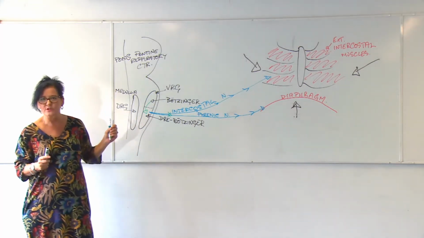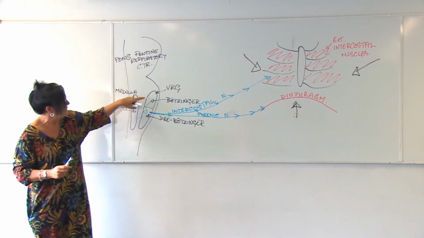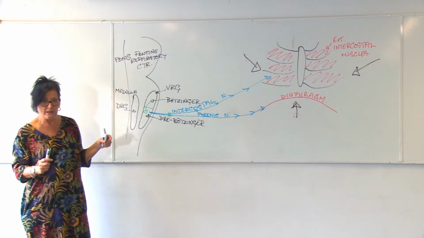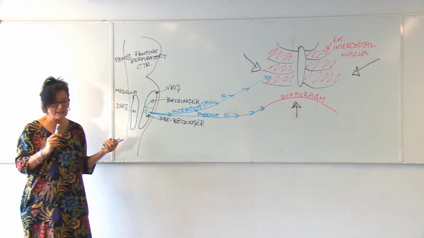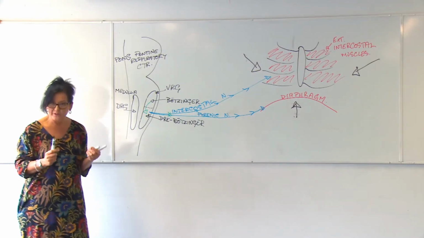So action potentials for 2 seconds from the pre-Botzinger, then we get inhibition from the Botzinger for 3 seconds that gives us relaxation, everything gets smaller. Then we have another pause.